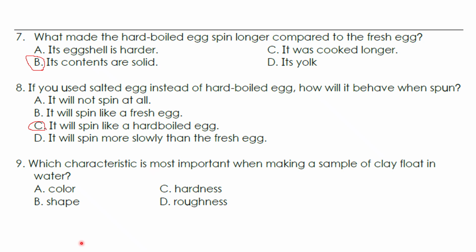Next, for number 9. Which characteristic is most important when making a sample of clay float in water? A. Color. B. Shape. C. Hardness. D. Roughness. What is your answer? Yes, it is letter B. Shape.